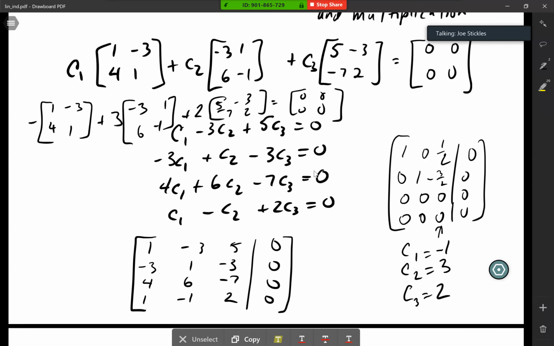This would be negative 1 minus 9 plus 10 gives you 0. And 3 plus 3 is 6, minus 6 is 0. And you can check the other 2 entries as well. So we really do have a linear combination of the original matrices that gives us the 0 vector without using zeros to start with. So that's the idea here.